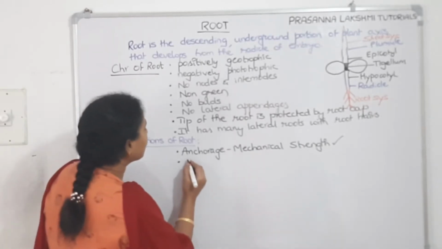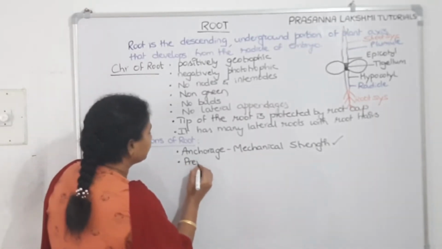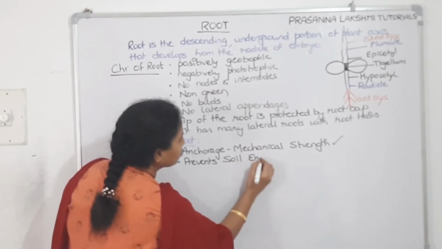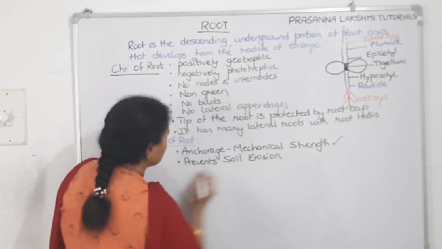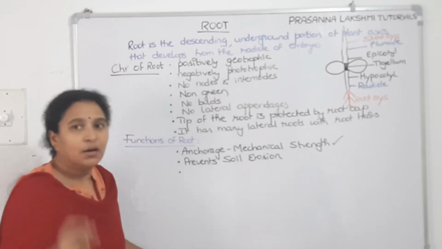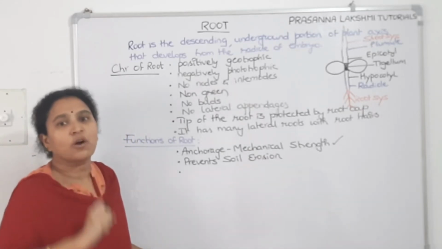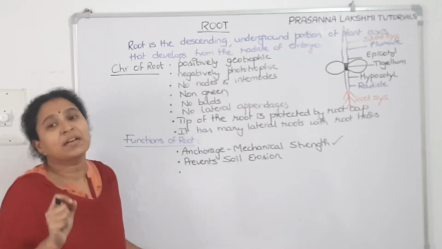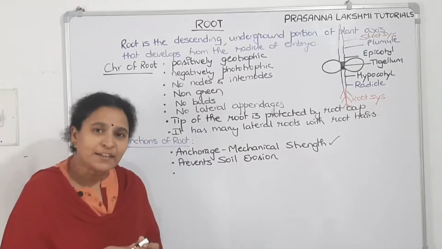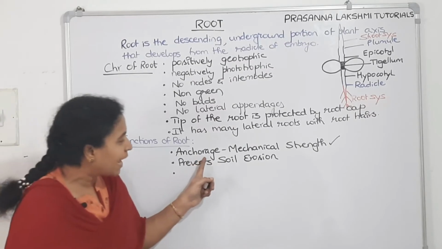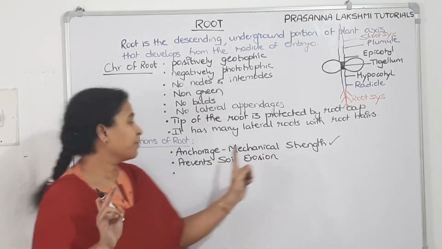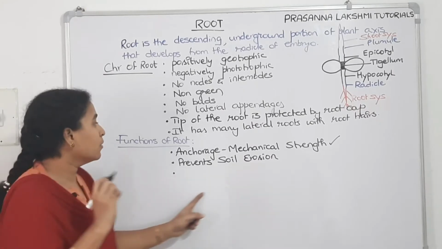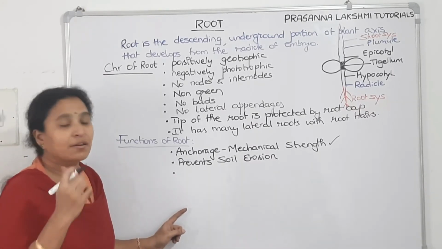So let me write on that. It prevents soil erosion. So it prevents the flow of soil, it holds the soil. Now, it helps in absorption of water and minerals from the soil. Functions of the root are, it helps in anchorage, provides mechanical strength. So, it prevents soil erosion by holding the soil. So, it helps in absorption of water and minerals from the soil.